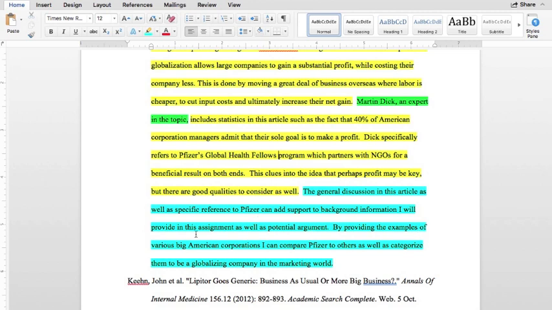By providing examples of various big American corporations, I can compare Pfizer to others, as well as categorize them as a globalizing company in the marketing world. So I'm getting a sense of where their research is taking them, what direction they're moving in, and I'm beginning to see how their research paper is taking shape. Now, it doesn't mean that this is exactly how you're going to use the source. You may even cut this source out entirely by the time you go to write the paper, and that's fine.